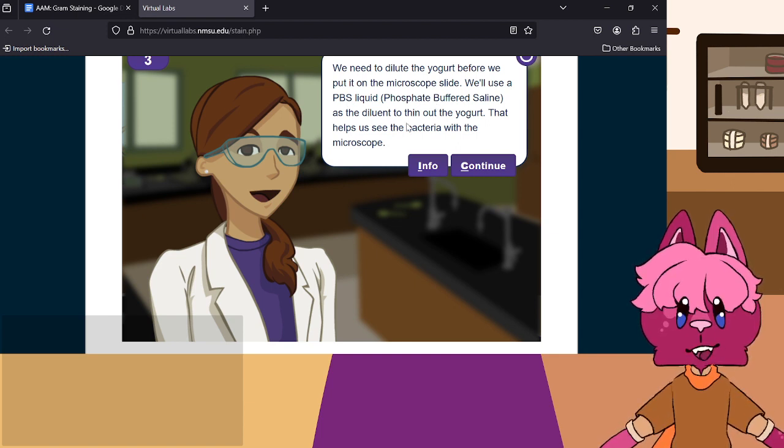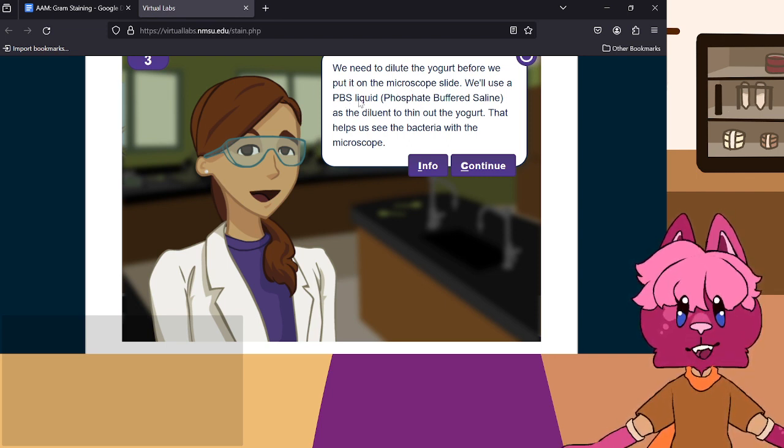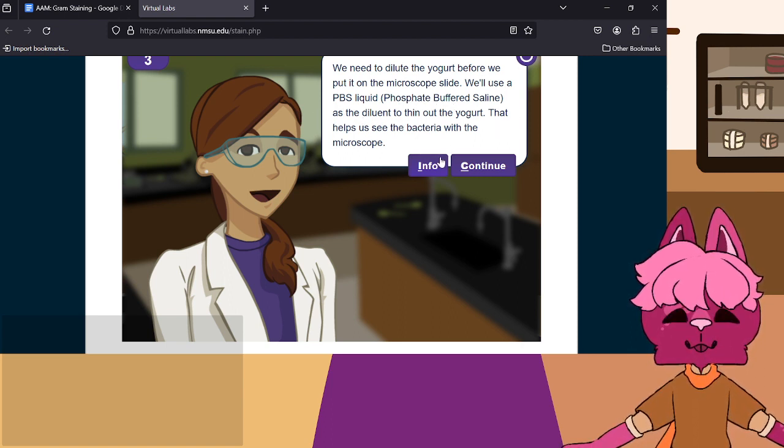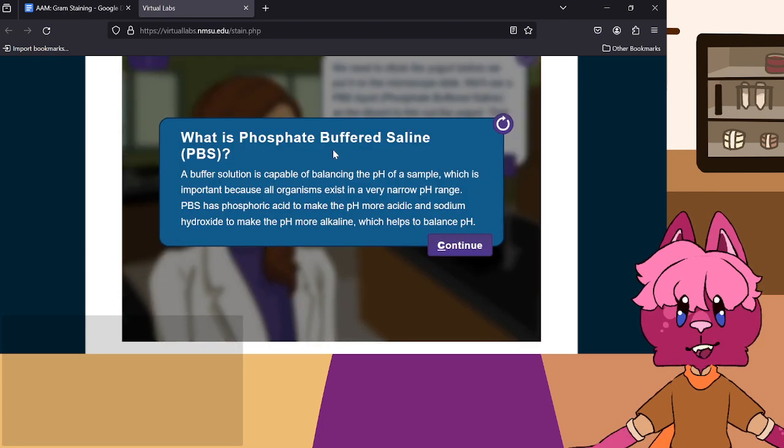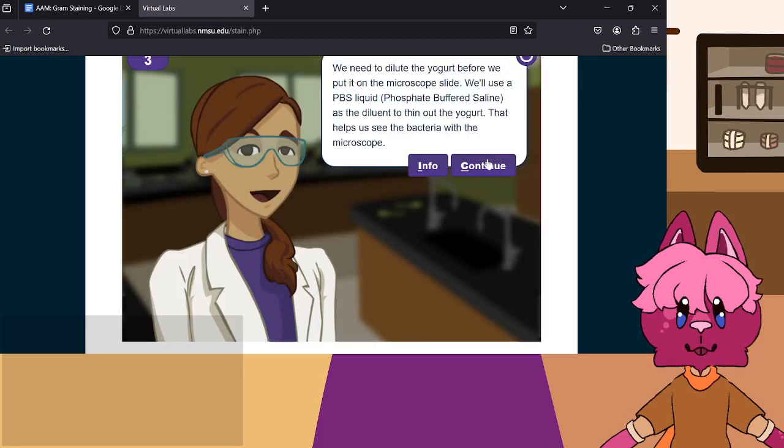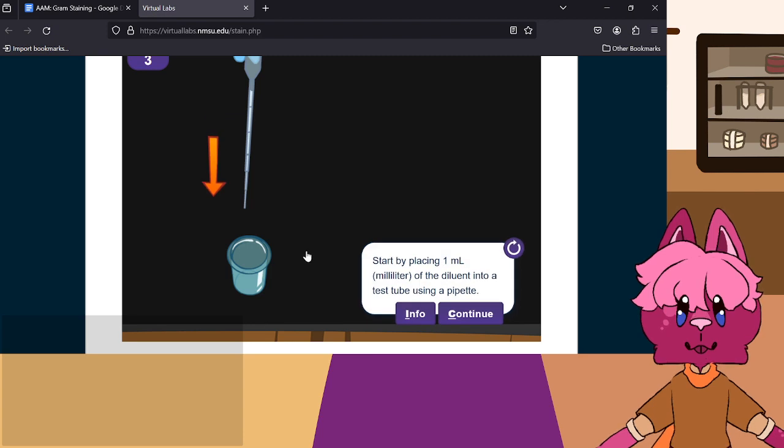Because we're using yogurt, we're going to need to dilute it. So we need to dilute the yogurt before we put it on the microscope slide. We'll use a PBS liquid, phosphate buffered saline, as a diluent to help thin out our yogurt. That helps us see the bacteria under the microscope. And this explains what that is. I'm not going into that. That is pH, and that is for a different time.